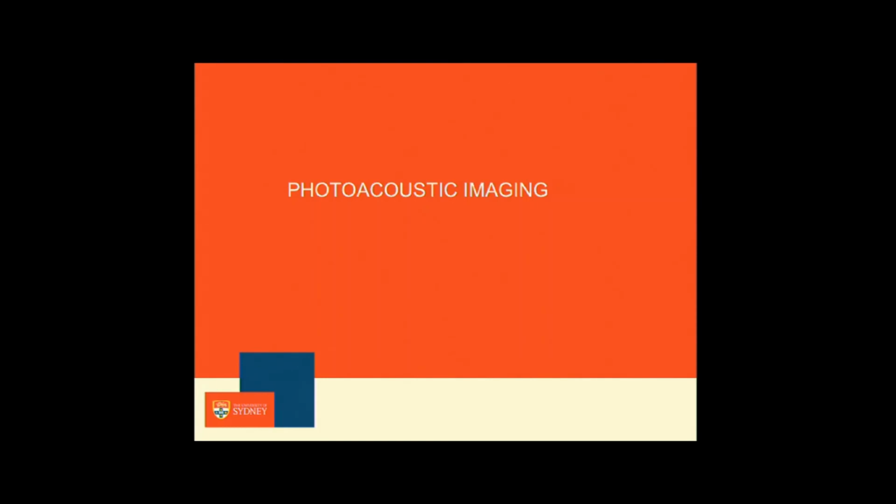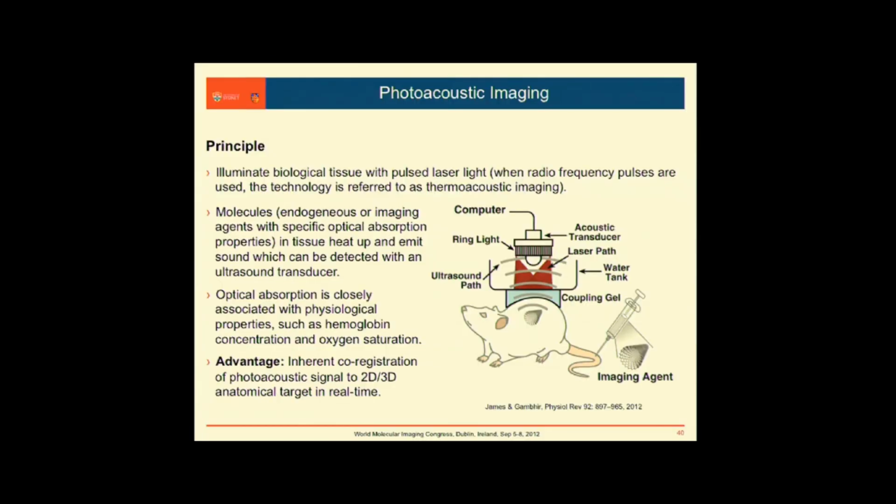Another very interesting technique is photoacoustic imaging. The principle here is that one illuminates living tissue with pulsed laser light. Cells or imaging agents with specially chosen optical absorption properties in the tissue heat up, causing a thermoelastic expansion that emits sound that can be detected with an ultrasonic transducer in a manner similar to conventional ultrasound. A variant of this technique called thermoacoustic imaging uses RF pulses rather than light and can thus penetrate to a greater depth. Differences in the optical absorption of endogenous substances enable studies of, for example, hemoglobin concentration and oxygen saturation.